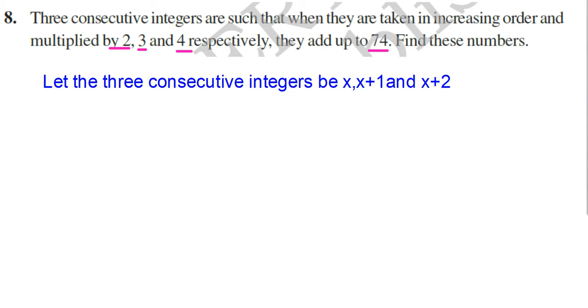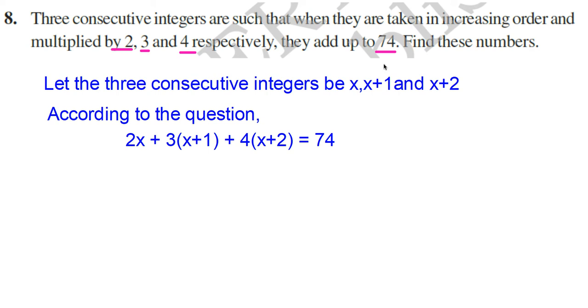That we can write as, according to the question, 2 into the first number, that is 2x, 3 into the second number, that is 3 into x plus 1, and 4 into the third number, that is 4 into x plus 2, is equal to 74. Now remove these brackets by multiplying 3 to x plus 1 and 4 to x plus 2. We get 2x plus 3 into x plus 1 is 3x plus 3. 3 into x is 3x, 3 into 1 is 3. Similarly here 4 into x plus 2 is 4x plus 4 into 2 is 8, equal to 74.